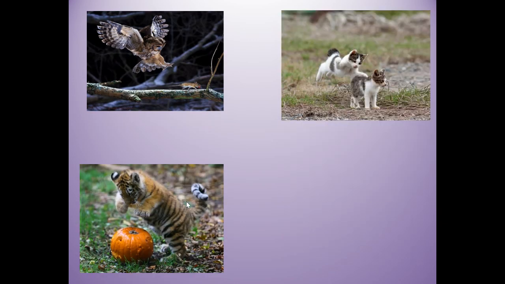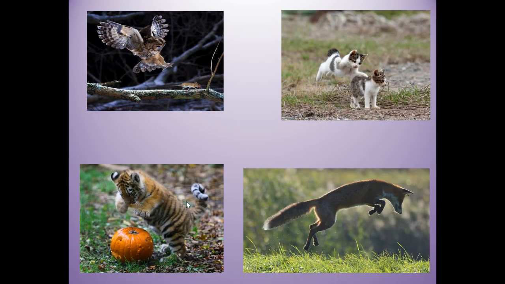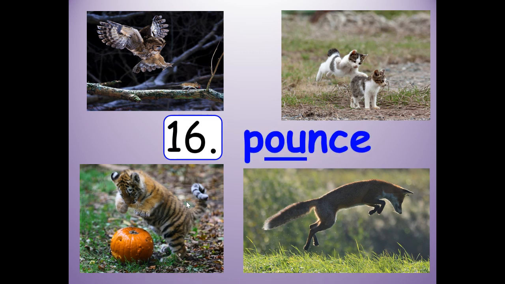Last one, 16. These are all examples of what the animals are doing? It's an action word. Pounce. They are jumping, they are pouncing. Pounce, stretch it out. Pounce. Shrink it, pounce. The C says S. And to pounce means to jump. Pounce. OU says ow in pounce.